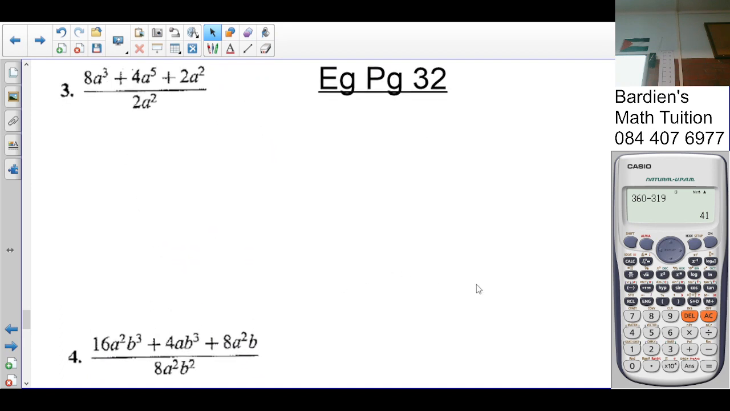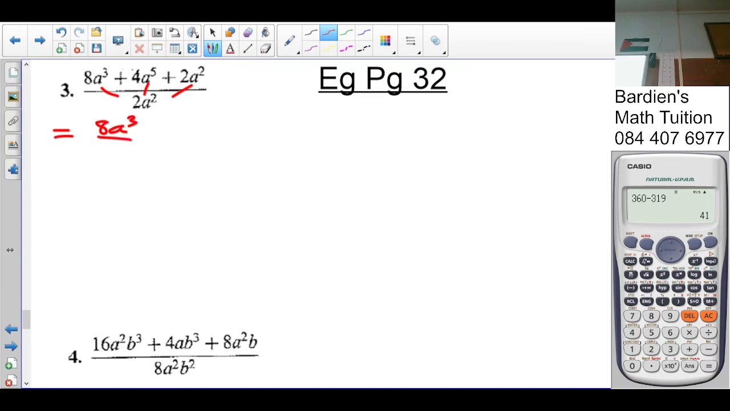Number 3. Again, can we add those like terms there on top? Are they like on top? No, it's unlike. So can I add them? No. Okay, so we're going to write each one of its own.